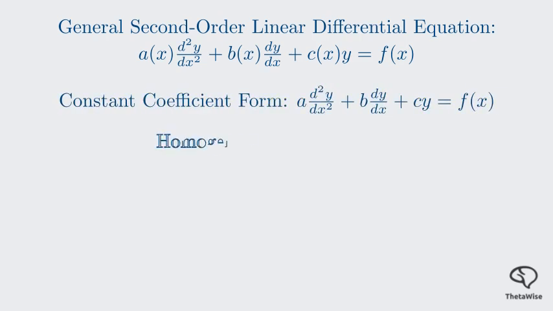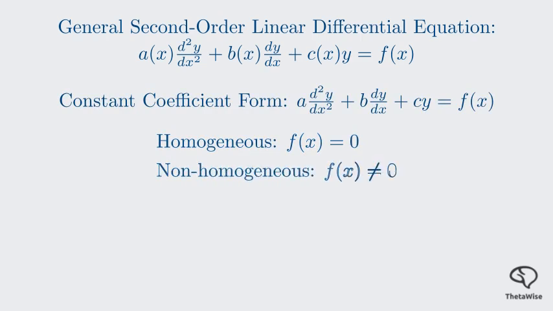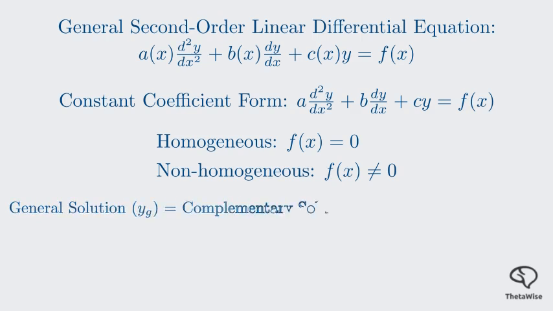If f(x) is 0, the equation is called homogeneous. If f(x) is not 0, the equation is called non-homogeneous. Solving these equations might seem intimidating at first, but there's a systematic approach. For non-homogeneous equations, the general solution, yg, is the sum of two parts. The general solution, yg, is the sum of the complementary solution, yc, and the particular solution, yp.